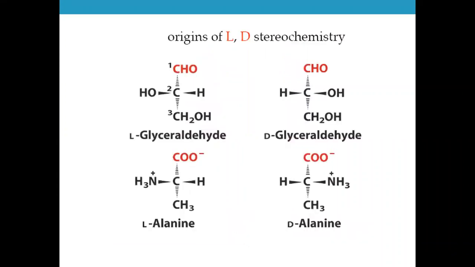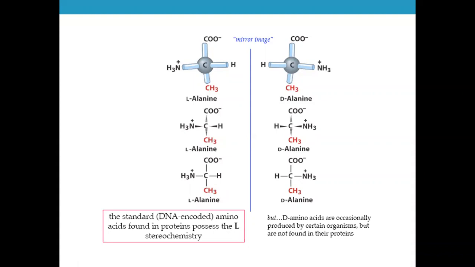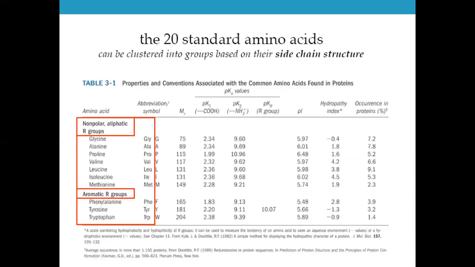So now let's go back in particular to the proteins, one particular type of biomolecules, and we have learned that what makes up proteins are the amino acids. And there are 20 standard amino acids, and all of them are in the L form, and we can cluster them based on their side chain structure.